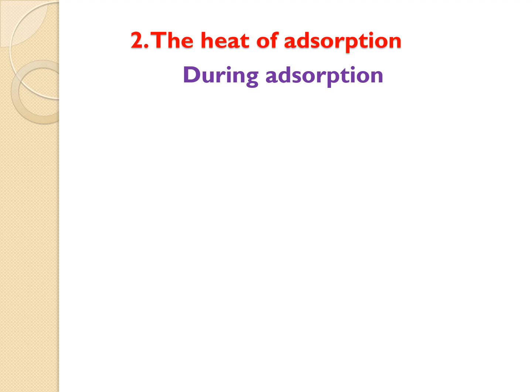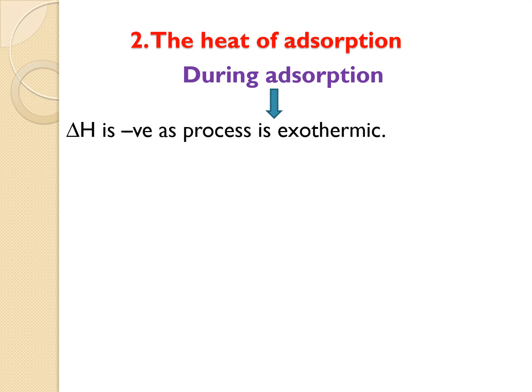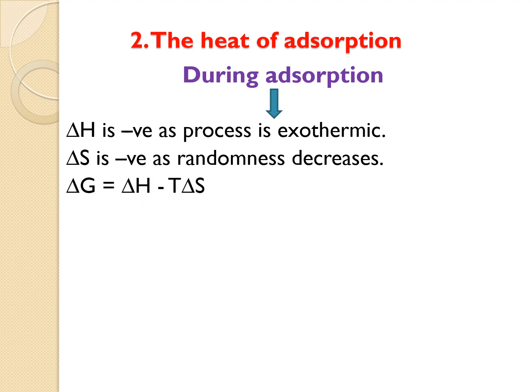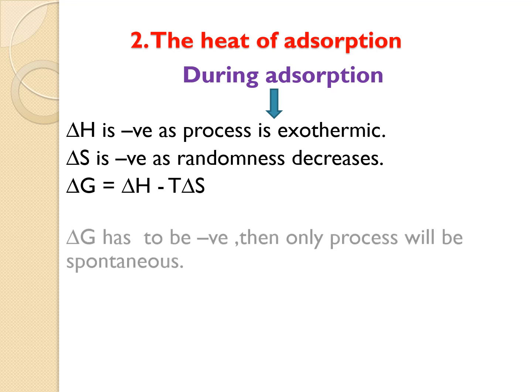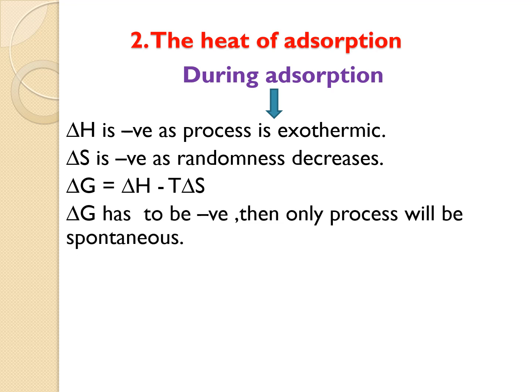Now, let us see here. During adsorption, what is happening? The delta H becomes negative because the process is exothermic. Since heat is lost, the randomness decreases, so delta S becomes negative. Now we know that delta G is equal to delta H minus T delta S. Delta G has to be negative, then only the process will be spontaneous.